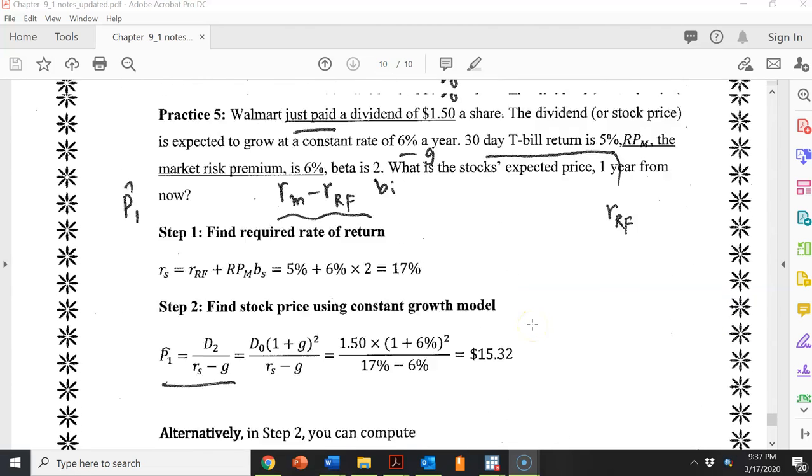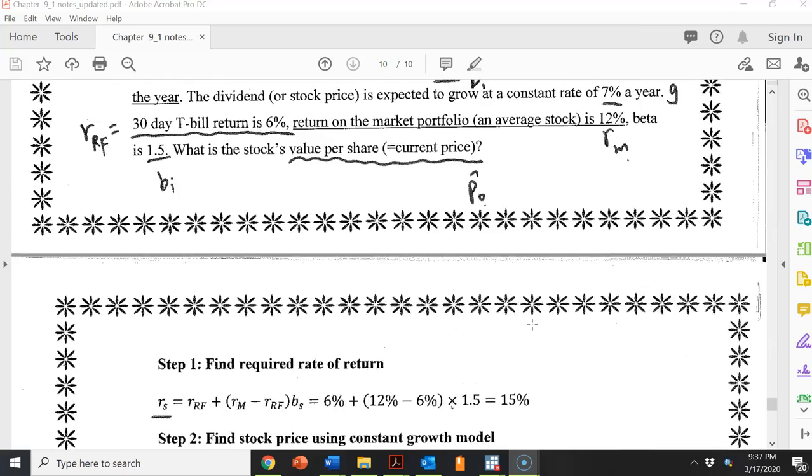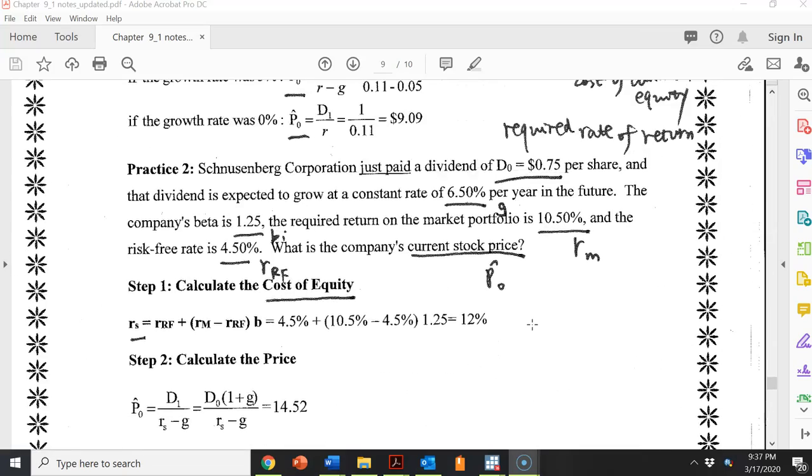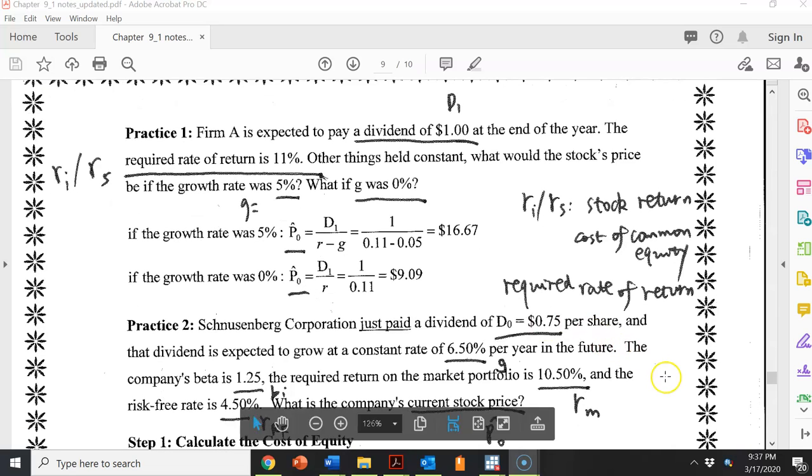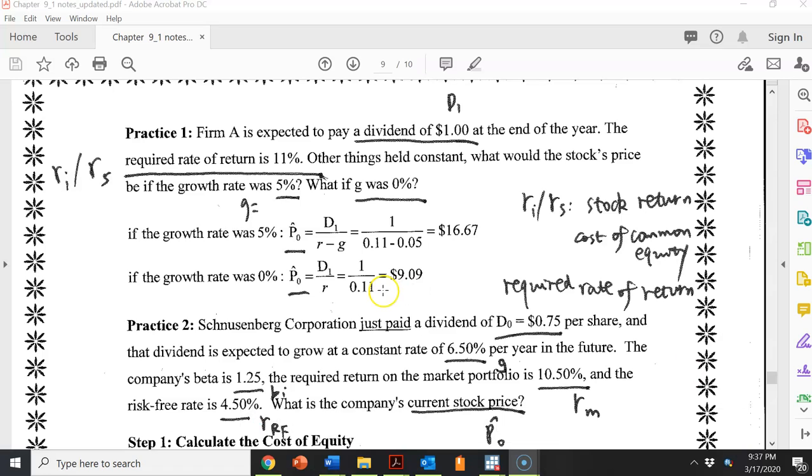Try to work on these practices on your own without looking at the solutions. And if you're comfortable with these, you would be very familiar with the constant growth model.